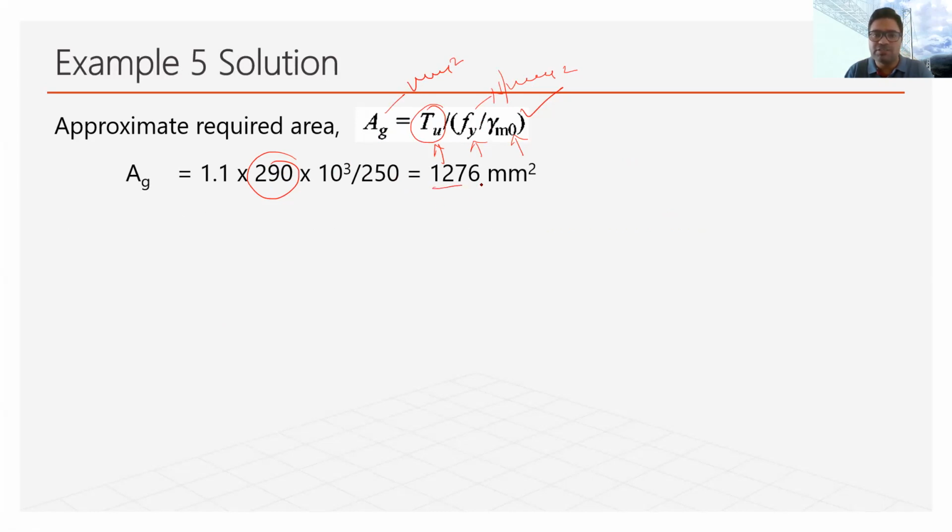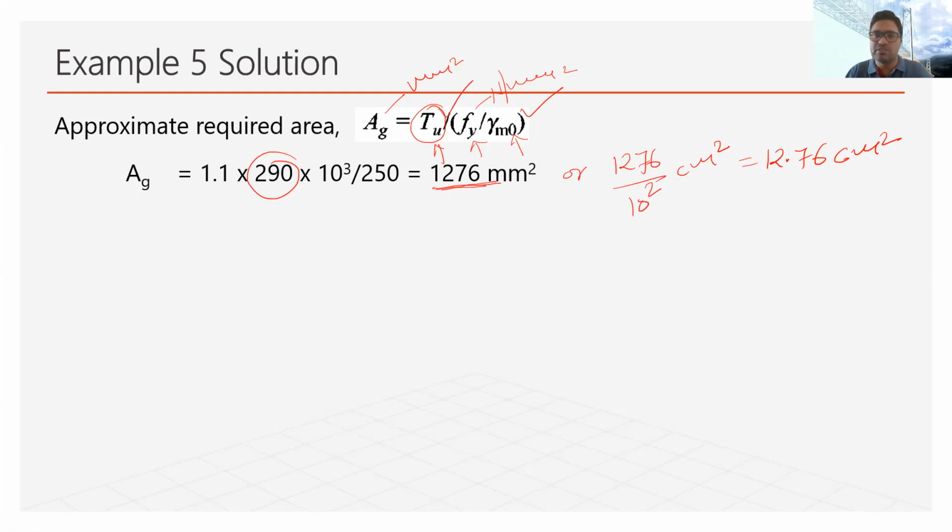Then we will find out the value of Ag. After calculation, the value of Ag is 1276 mm square, or if we convert this value in centimeter square, we can write this as 1276 by 10 raised to the power 2 centimeter square, which becomes 12.76 centimeter square. So now we have found the gross cross-sectional area required to carry this much force.